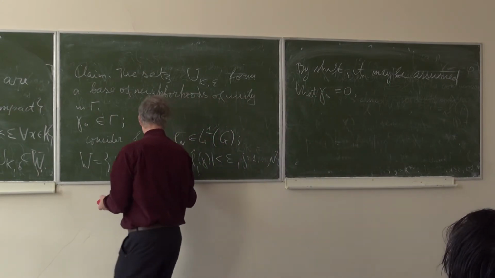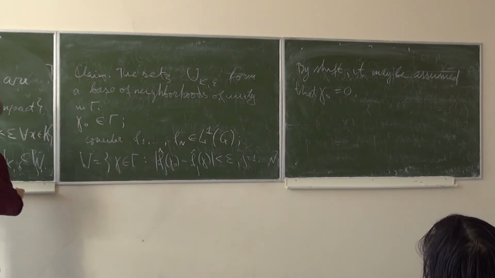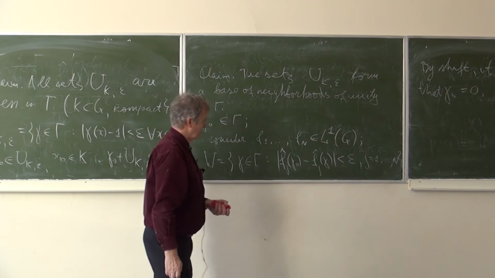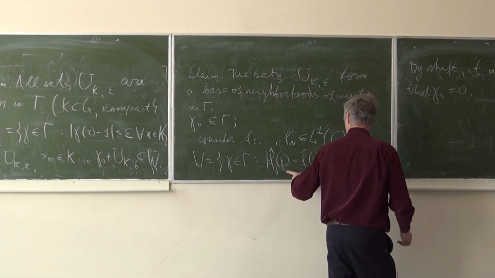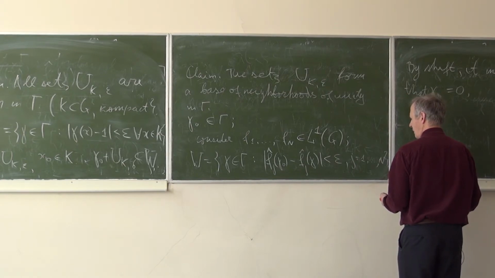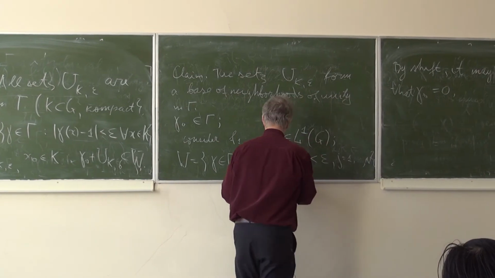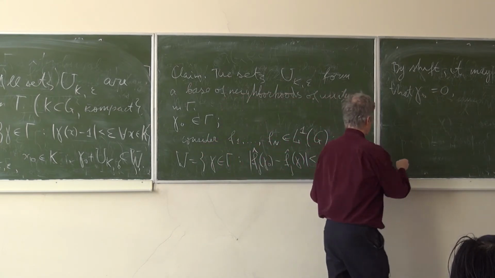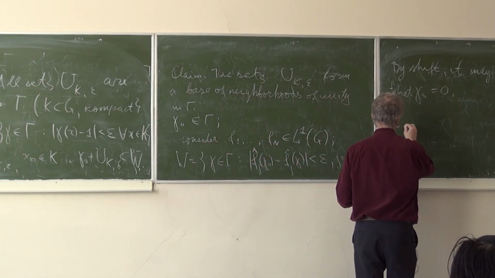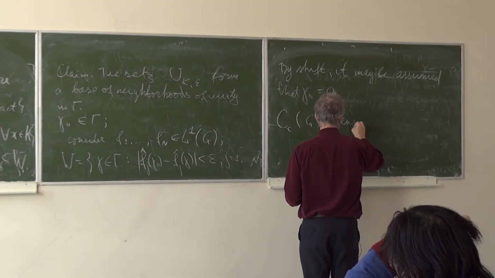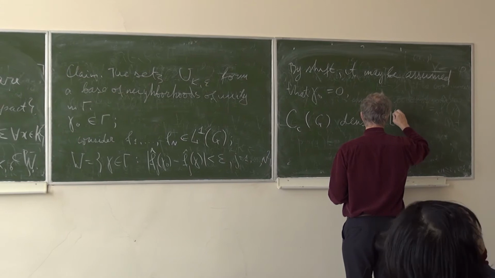Shifting everything, we may assume that gamma 0 is equal to 0. Then here we simply ensure this inclusion without gamma 0. Now what does it mean? Well, here we have some functions in L1, and we know that the set of compactly supported functions on G is dense in L1 of G.